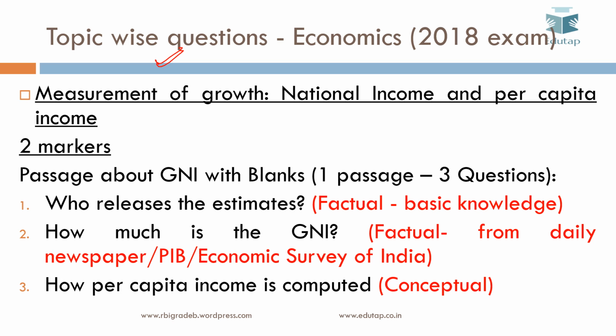So first, talking about measurement of growth, national income and per capita income. Talking about 2-markers first, a passage was given about gross national income. Based on that passage, there were 3 questions asked, each of 2 marks. The first one, very simple: who releases the estimates?